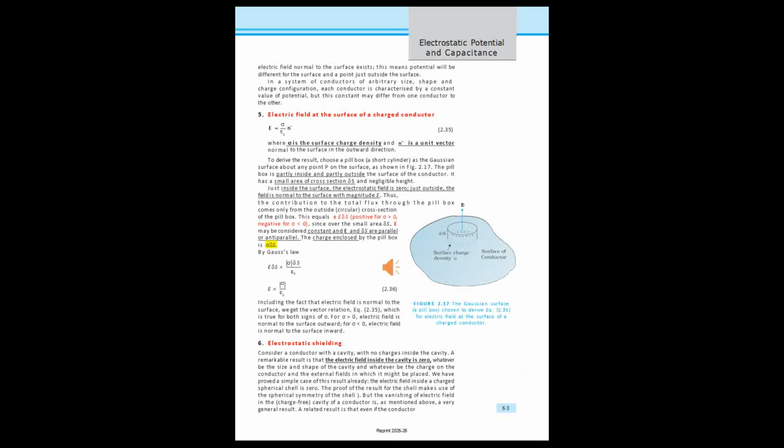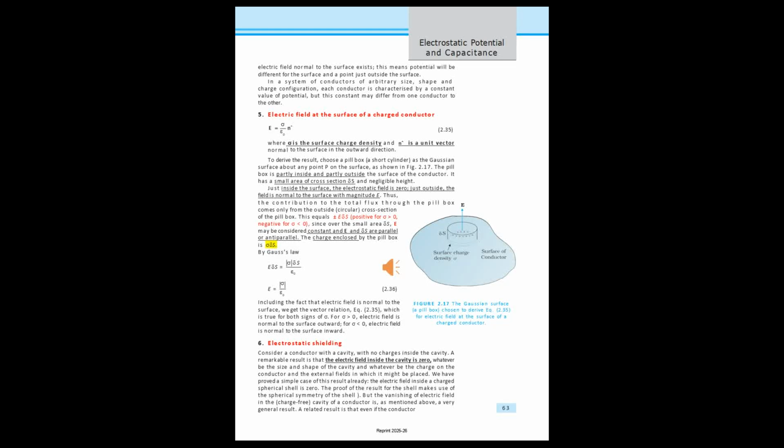if the conductor is charged, electric field normal to the surface exists. This means potential will be different for the surface and a point just outside the surface. In a system of conductors of arbitrary size, shape and charge configuration, each conductor is characterized by a constant value of potential, but this constant may differ from one conductor to the other. Electric field at the surface of a charged conductor E is given by the equation 2.35, where sigma is the surface charge density and n cap is a unit vector normal to the surface in the outward direction.